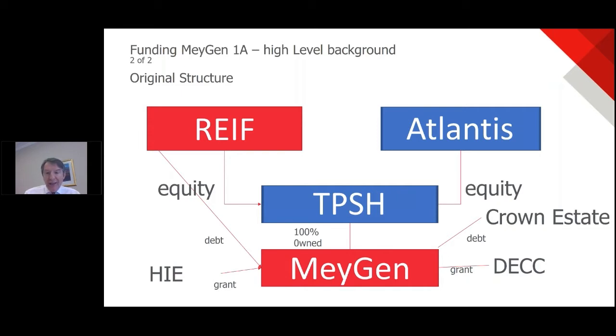REEF was put in, hence the linkage to the MeyGen company itself. High grant, debt grant, and Crown debt. So that was the structure at that time, and that's the background against which we're looking at the MeyGen project as informative for our discussions today.